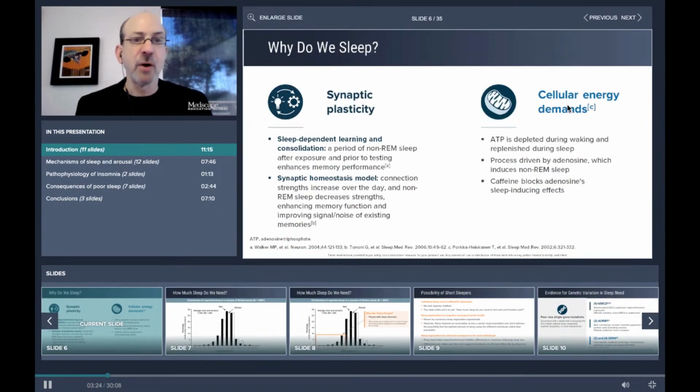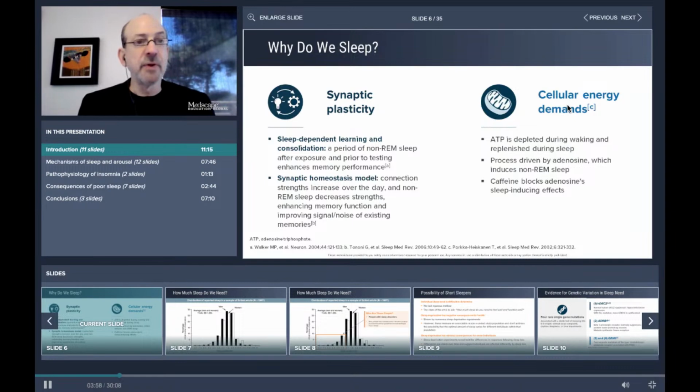There are a lot of theories about why we sleep, and remarkably, even though we spend a third of our time doing it, we don't really understand why. I'm just going to review briefly some of the leading theories. One is that it has something to do with maintaining synaptic plasticity and creating synaptic plasticity. The primary observation there is that a period of non-REM sleep after people are exposed to information and prior to testing enhances performance. So somehow the consolidation of the information is facilitated by sleep.